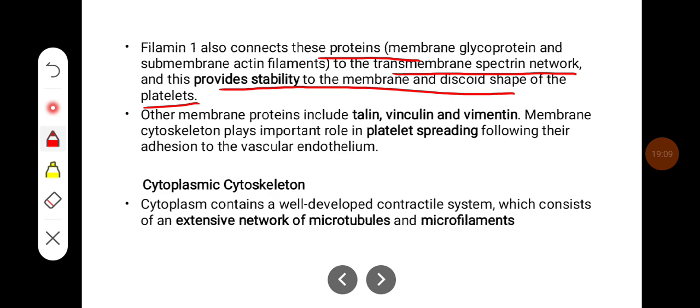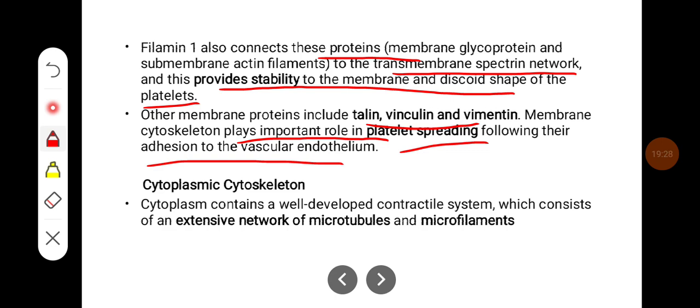The other membrane proteins include talin, vinculin, and vimentin. The membrane cytoskeleton plays an important role in platelet spreading following their adhesion to the vascular endothelium.